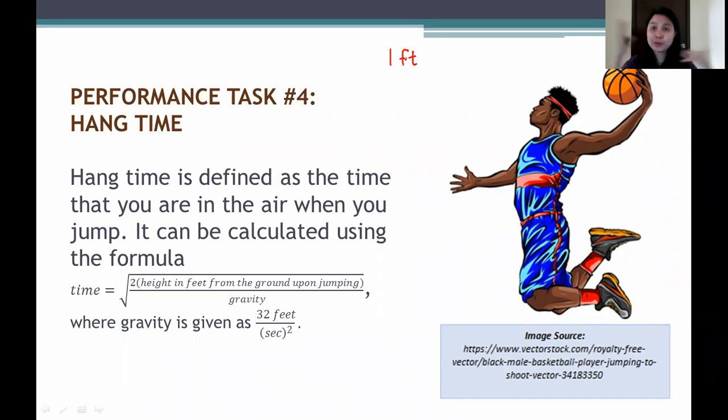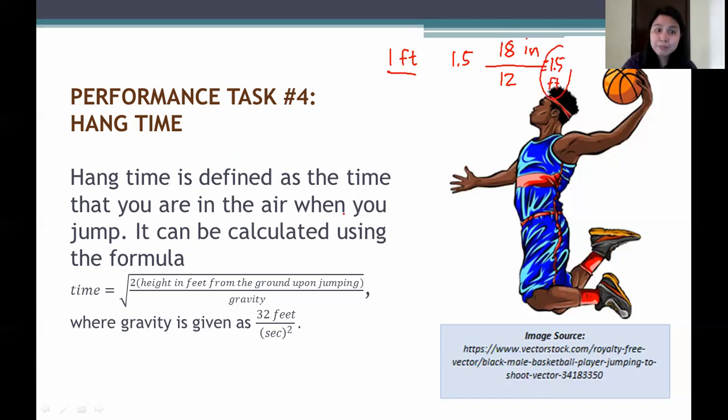Remember, 1 ruler is equivalent to 1 foot or 12 inches. Your answer can be 1 foot or it can be 1.5, 1.3, no problem. How will you derive it? If your answer is in inches, divide it by 12. So for example, after jumping, it's 18 inches. Divide it by 12, then it's 1.5 feet.